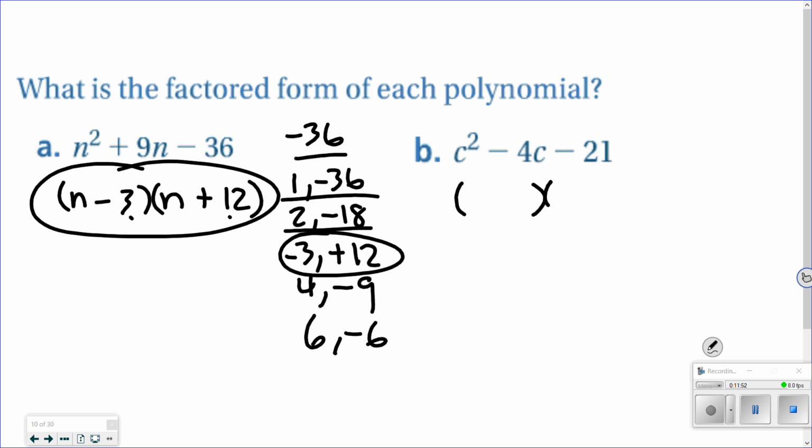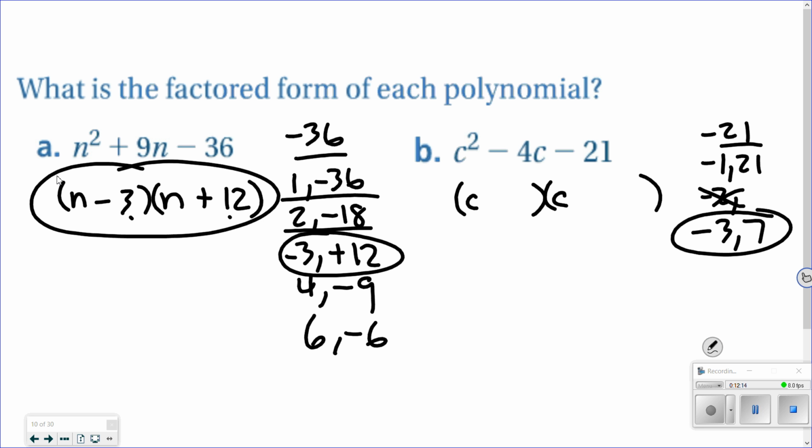We're setting it up the same way, right? C and C. I have to get a negative 21. That means they have to have opposite signs. So negative 1 and 21, negative 2 and, 2 doesn't go into it, sorry. Negative 3 and 7. 4 doesn't, 5 doesn't, 6 doesn't. We're back to 7, so we're good. All right, now if you look at those two add up to be a positive 4. So this is what we talked about.